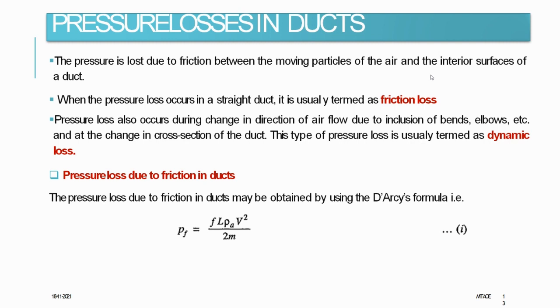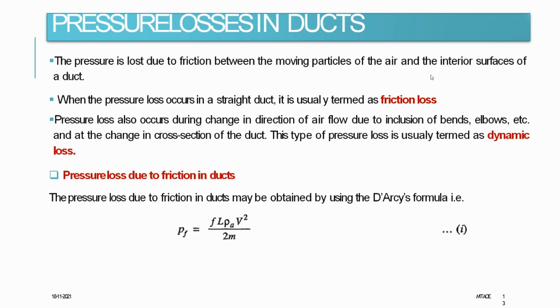The pressure is lost due to friction between the moving particles of the air and the interior surface of a duct, which is friction loss. When the pressure loss occurs in a straight duct, it is usually termed a friction loss. The main loss, friction loss, is also called a major loss because the major part of loss happens due to friction in the duct. And there are minor losses containing elbow loss and other bending loss. So these two types of losses are there: friction loss and other loss.